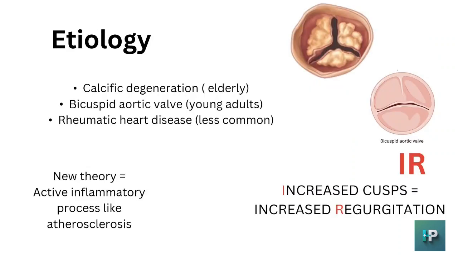Then the etiology. Here, the main etiology in the elderly is calcific degeneration. A new theory suggests that calcific degeneration is an active inflammatory process like atherosclerosis. And then the most common cause in young adults is bicuspid aortic valve. Here, you can learn this by a mnemonic: increased cusp, increased regurgitation. And then a less common cause of aortic stenosis is rheumatic heart disease. It's much less common in developed nations.